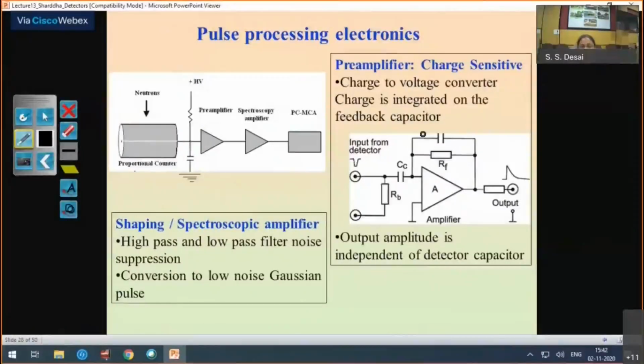So this is determined by the feedback loop, and further the same pulse, which has a finite rise time and fall time, is passed through a high-pass and low-pass filter for noise suppression and conversion into a Gaussian pulse. So this is how a neutron pulse is electronically processed in the external circuitry of the preamplifier and amplifier chain.